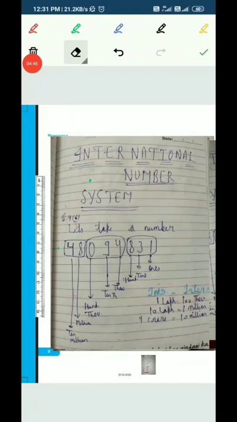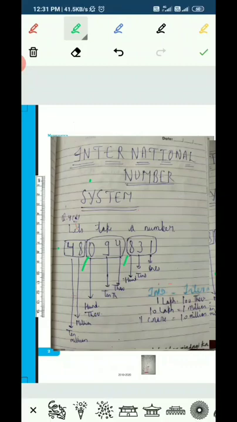So the first comma will come after 48, then the next comma will come after 094. There will be 2 commas inserted in this number, and the number will be read out as 48,900,094,831. And this is the way you have to solve all the parts of question number 4 of exercise 1.1.